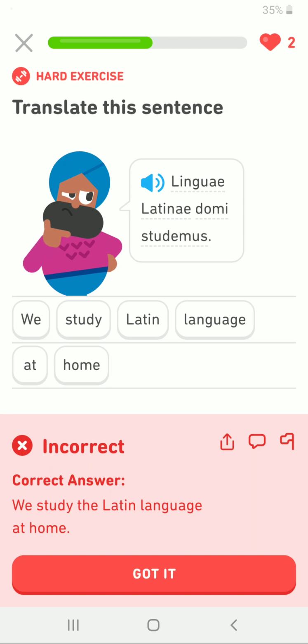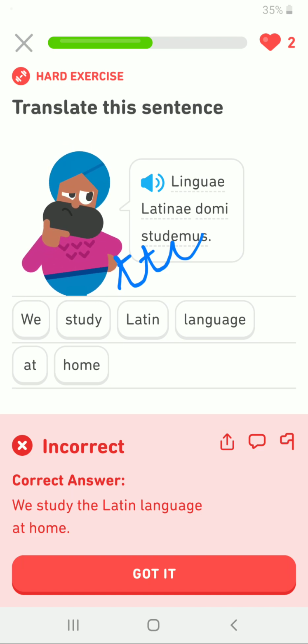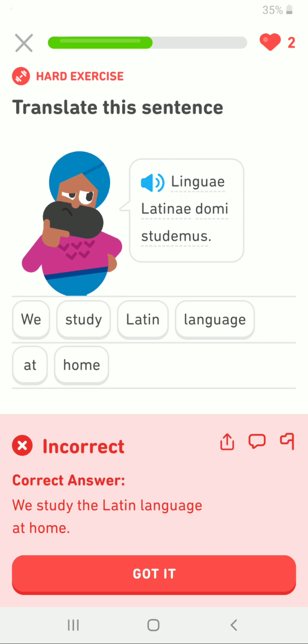What's wrong here? Oh, no, we study the Latin language. Again, sorry, we study the Latin language. Again, it's a silly mistake. I did it twice and I keep doing it. I keep repeating this mistake.